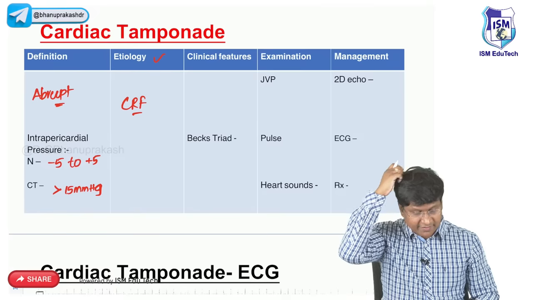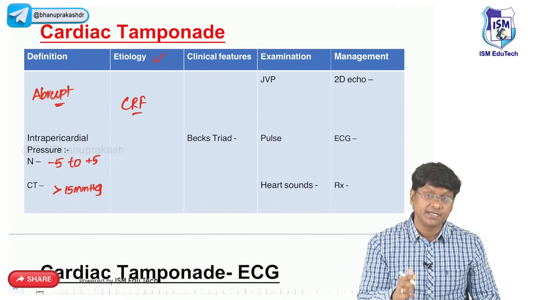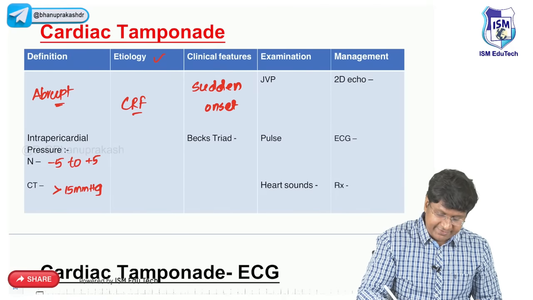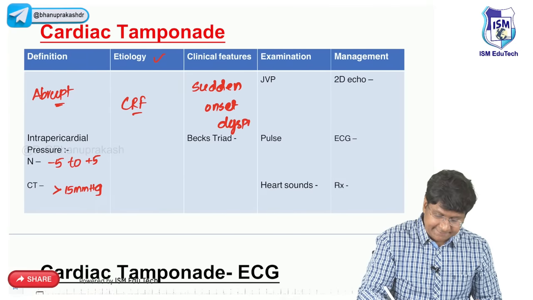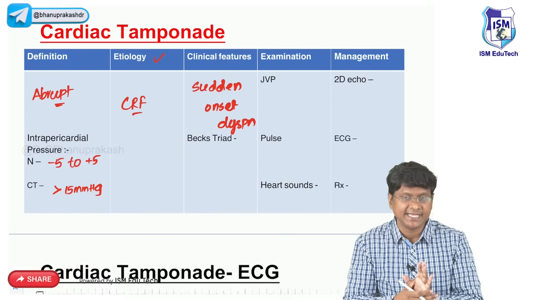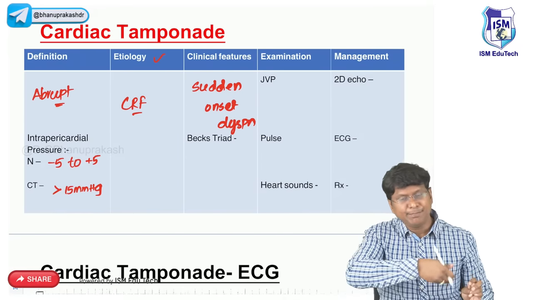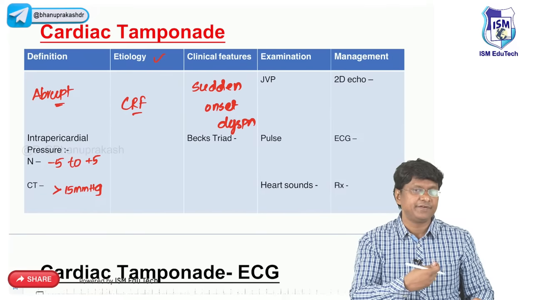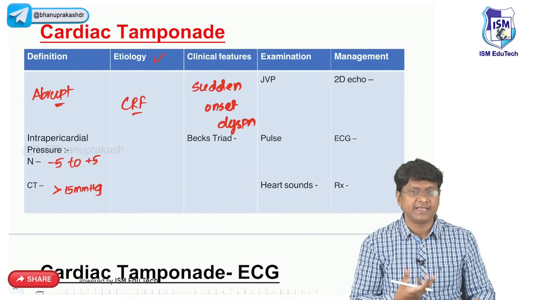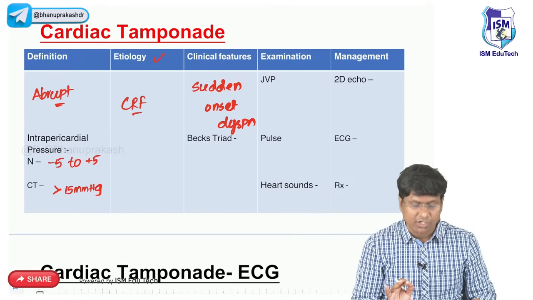Now, what will be the clinical features in these patients with cardiac tamponade? The clinical feature is they will develop sudden onset dyspnea. Now, what is the cause for sudden onset dyspnea? Because there is diastolic collapse of the ventricle. So there is complete backflow of the fluid from the left ventricle to the left atrium, from the left atrium into the pulmonary veins, then into the pulmonary capillaries, causing pulmonary edema, and that is the cause for sudden onset dyspnea.